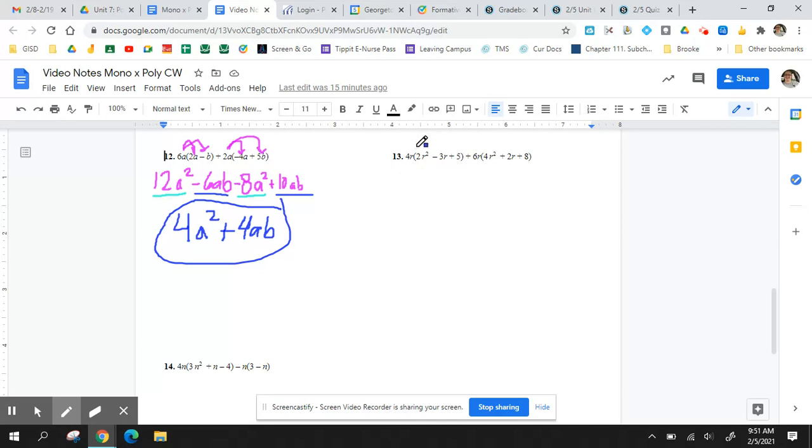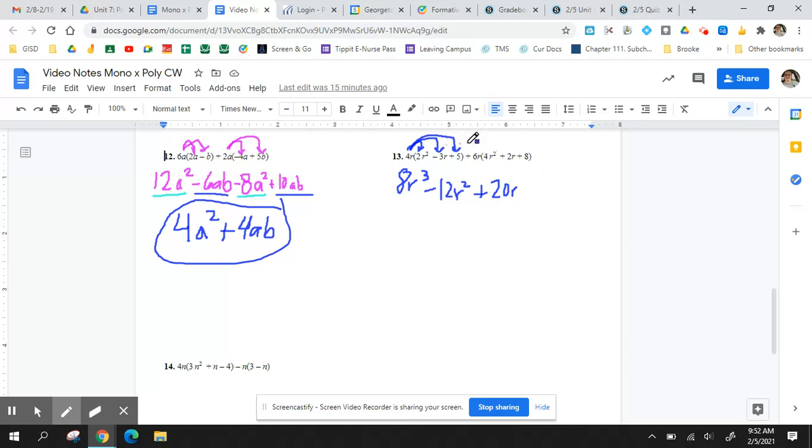13. Okay, now we're multiplying times a trinomial. And then all of a sudden we have some more. So we will be combining like terms. 4r times 2r squared is 8r to the third. 4r times negative 3r is negative 12r squared. And then 4r times 5 is 20r.